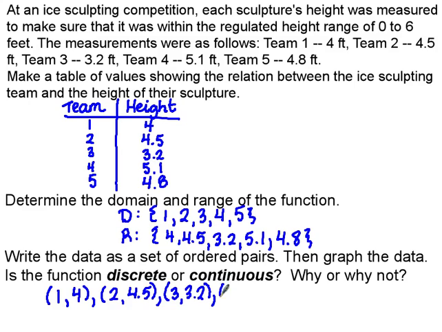Okay. 4, 5.1. And then 5, 4.8. Now, if I were going to graph all of those, is that going to look like a discrete graph, a bunch of points, or is it going to look like a continuous graph with a line? So if I plot all these points, what's it going to look like? Discrete or continuous? Discrete, because what is it? It's just dots. There's not a line or anything, it's just a bunch of dots.